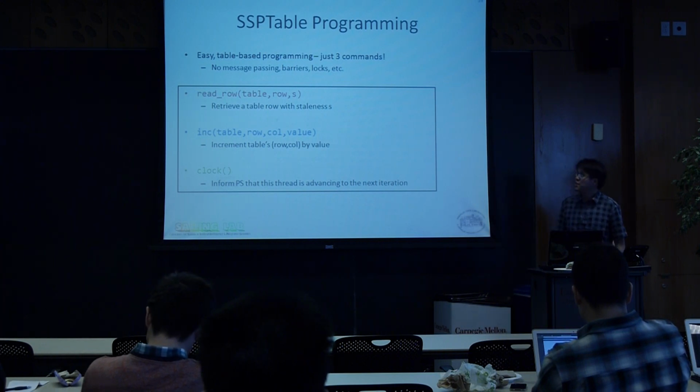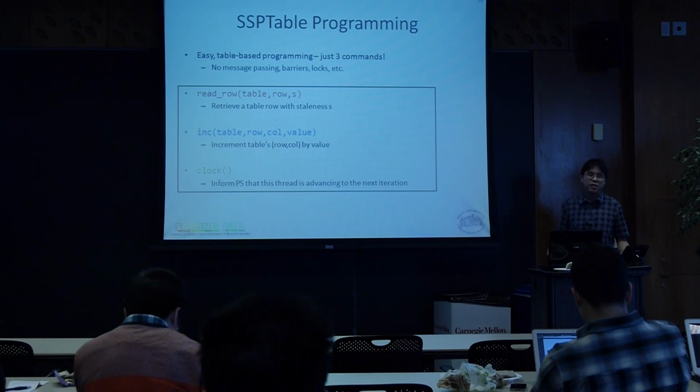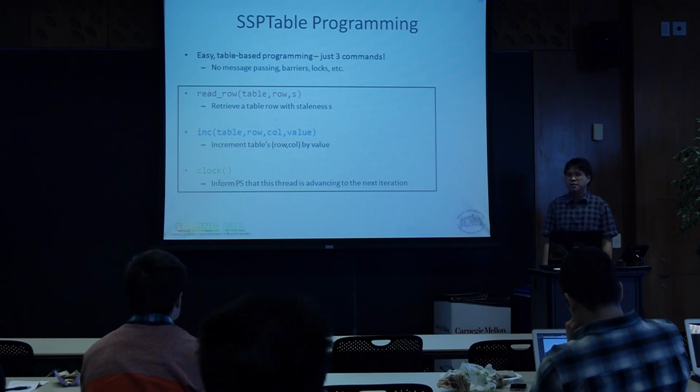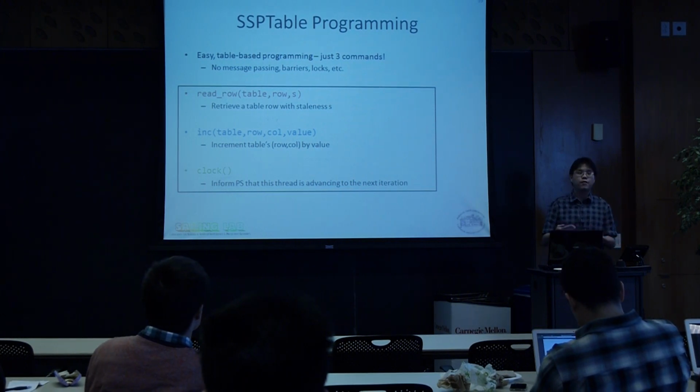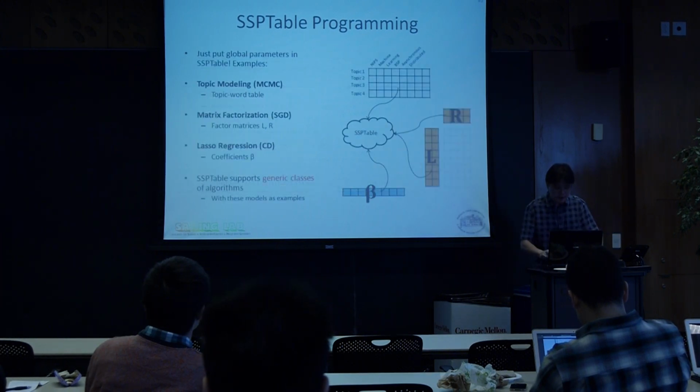What you need to know is how to retrieve a table row and read the elements from it, how to increment an element in the table, and a command which you call at the end of every user-defined iteration to advance the system, to say that this thread is done with 1 unit of work. It's basically like that. Right.